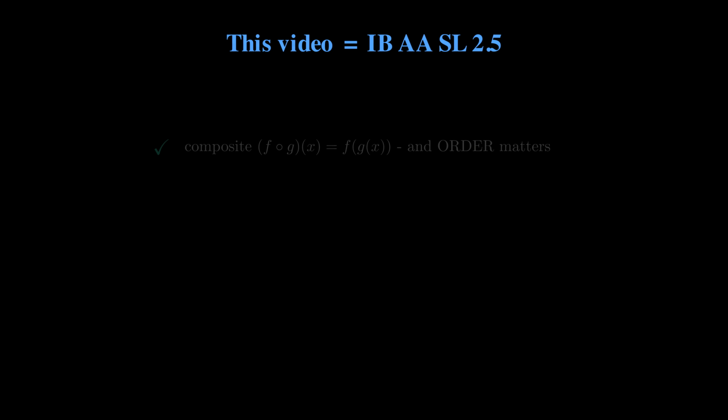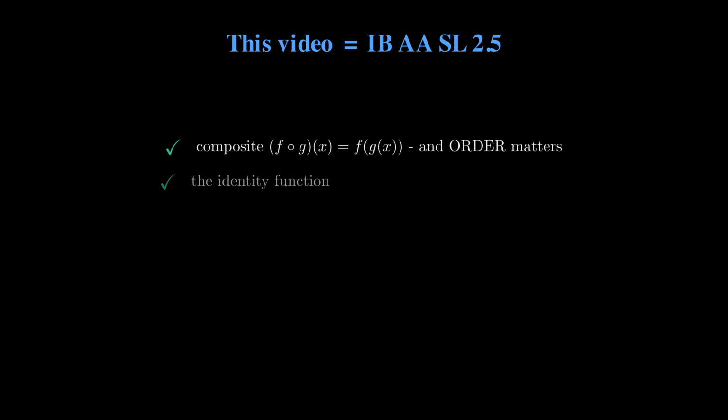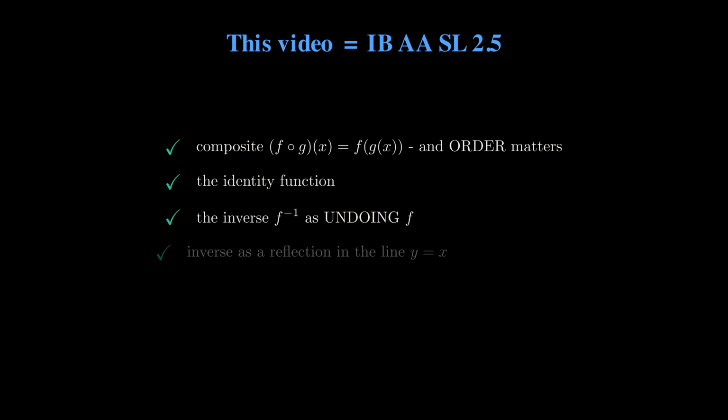Here's exactly what this covers. Straight from your syllabus. IB analysis and approaches, standard level, 2.5. Composite functions, f of g of x, and why the order matters. The identity function. The inverse function, f inverse, as the undo of f. The inverse seen as a reflection in the line y equals x.